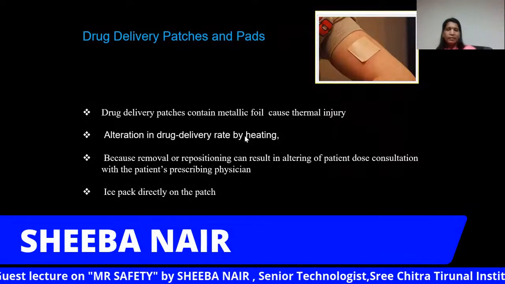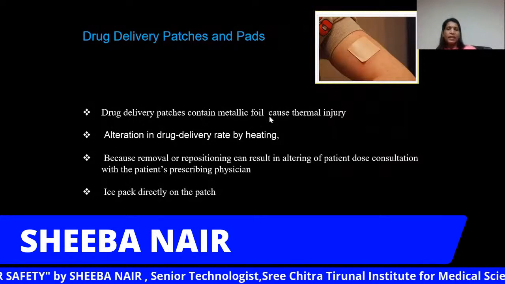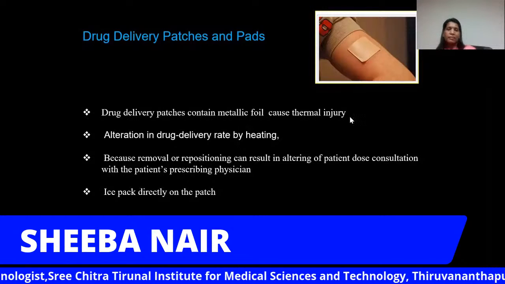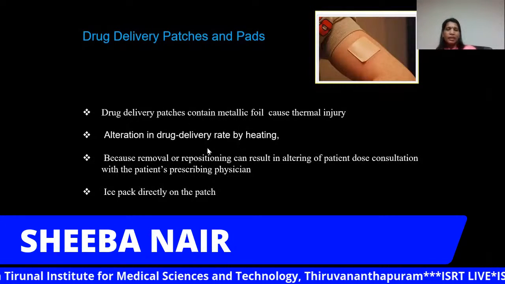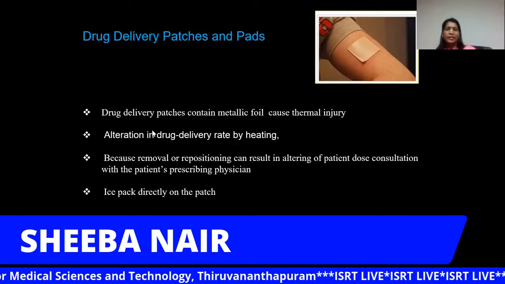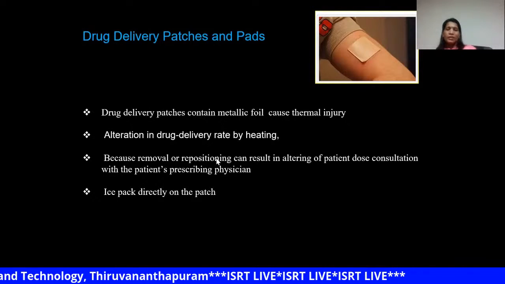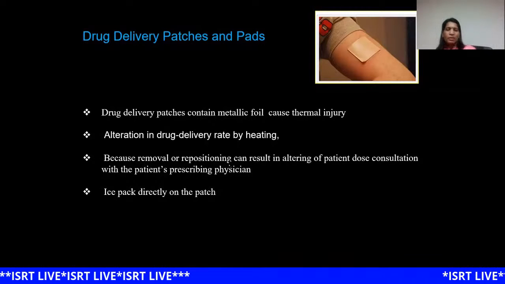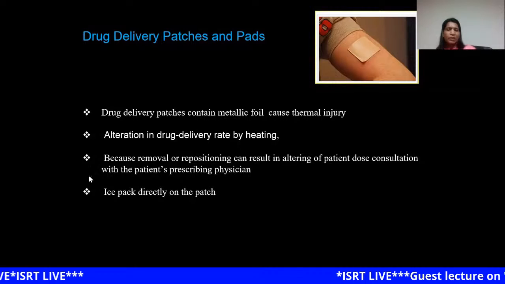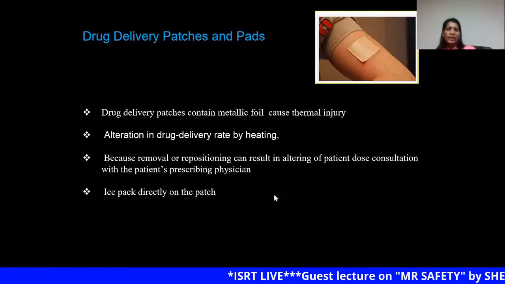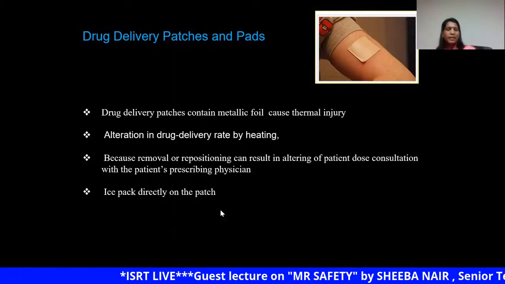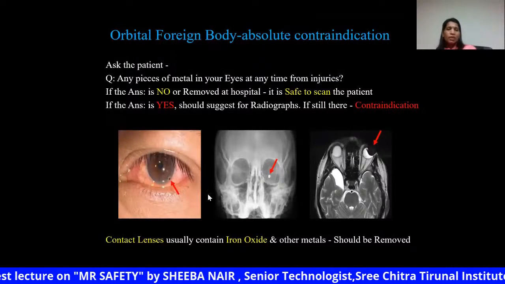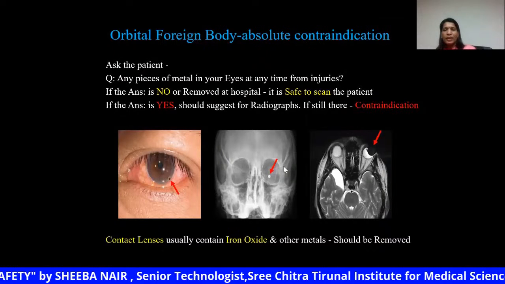Drug delivery patches: if the patient comes with a drug delivery patch, there can be metallic foil which can cause thermal injury. Also, the RF can change the drug delivery rate. So we should refer this patient to the physician for removal or repositioning. And if we are continuing with MRI, we should place an ice pack directly over the patch to prevent thermal burning.